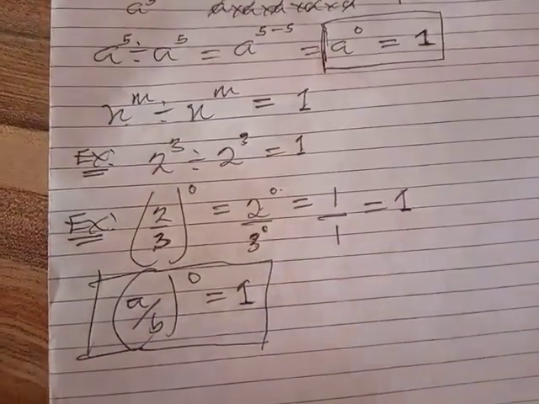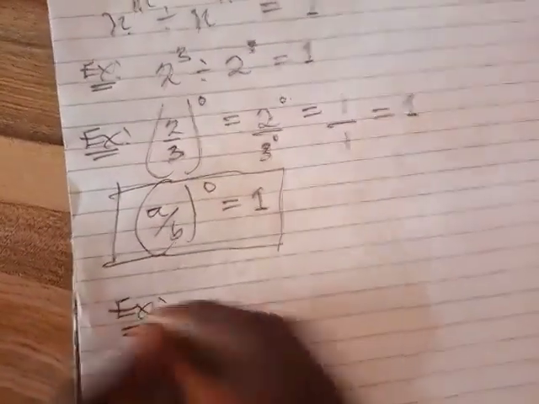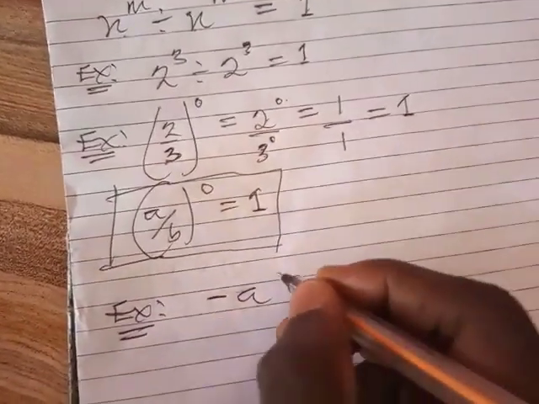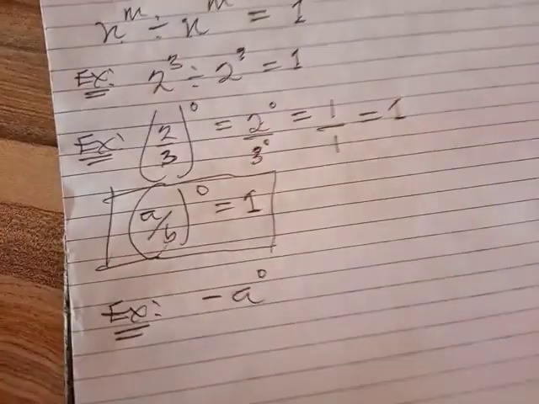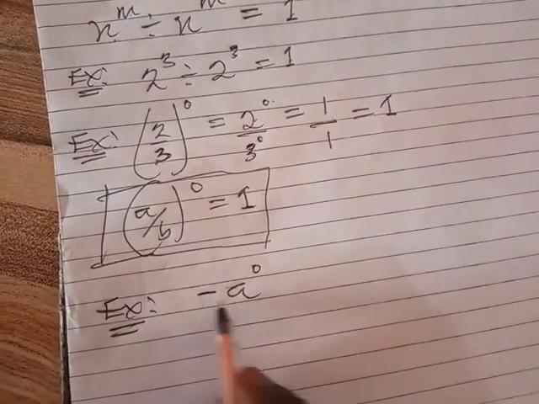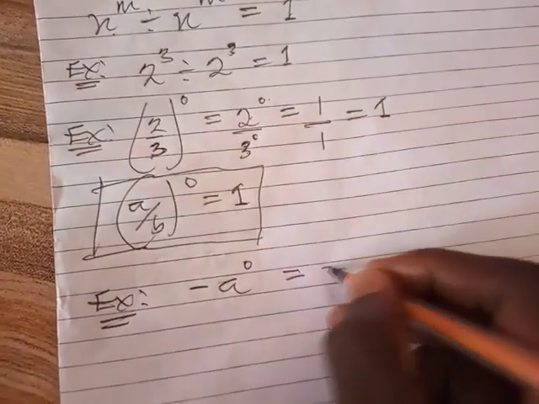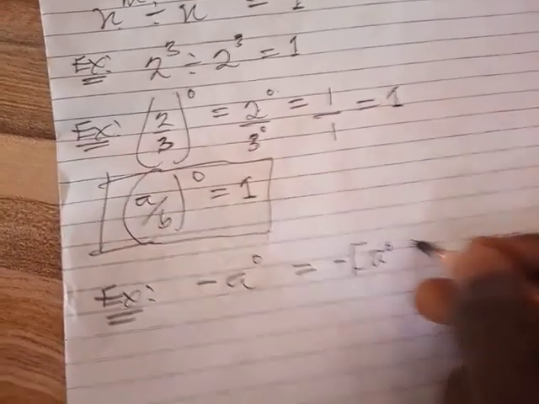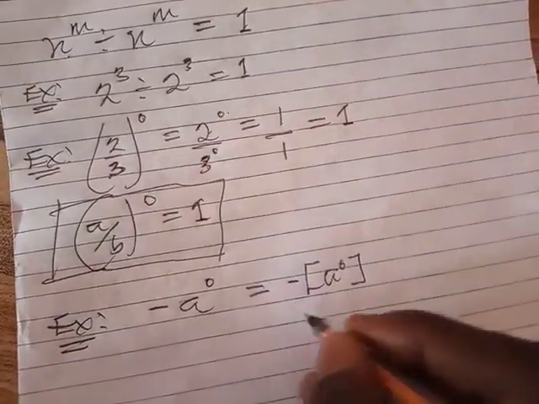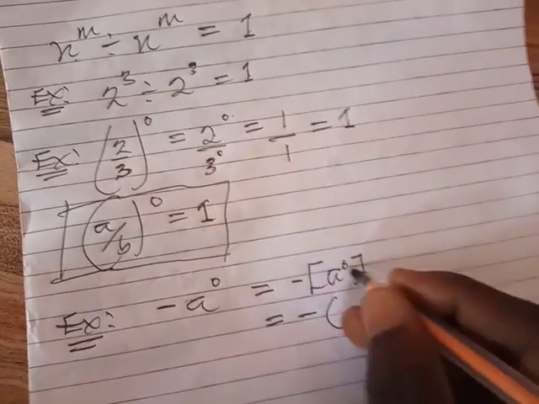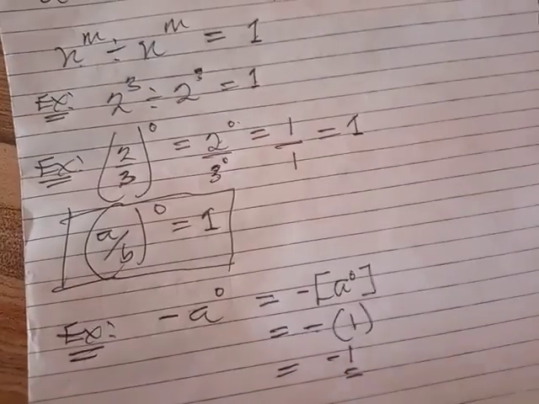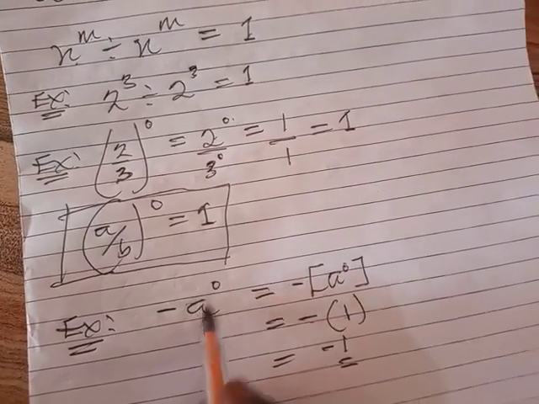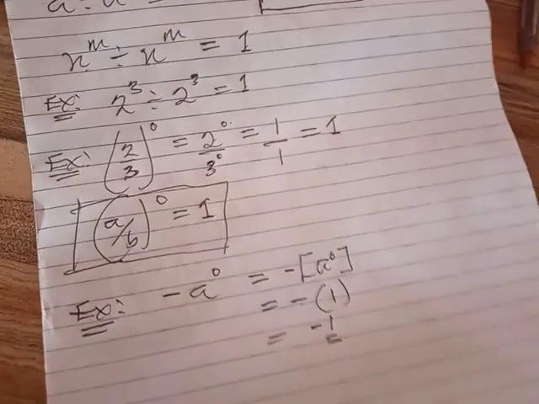Now let's look at negative numbers. Let's say I have negative a exponent 0. Negative a exponent 0 is the same as negative here, and keep a exponent 0 in brackets. So you have negative here, a^0 is 1, the negative affects this, and you get negative 1. So if the number is negated and it's having an exponent of 0, you will get negative 1.